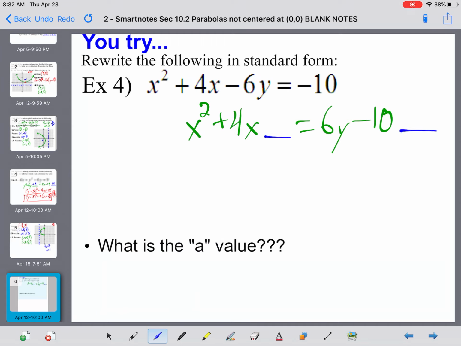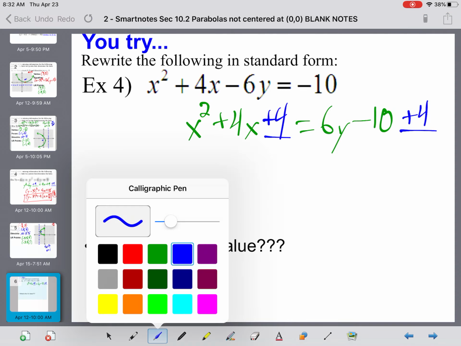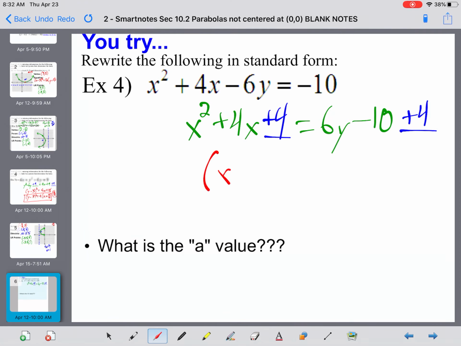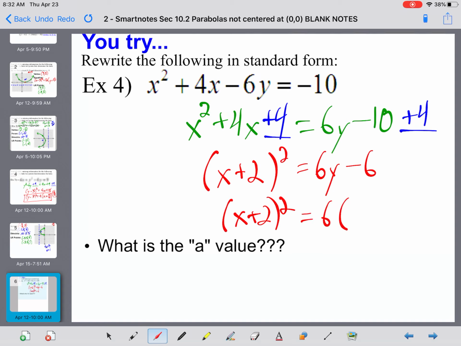So completing the square. Let's figure out what goes in that blank there. Half of 4 is 2. And then when you square 2, you get plus 4. I've got to add that to the other side. So on the left side, x, again, don't have to waste any time. Factoring is always going to be half of your b value, so x plus 2 squared. On the other side, I got 6y minus 6. And to get it in the correct form, though, I have to factor out that 6. So x plus 2 squared equals 6, y minus 1. And that is the form I'm looking for.